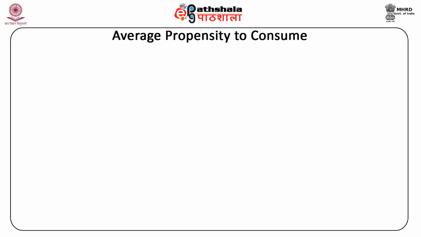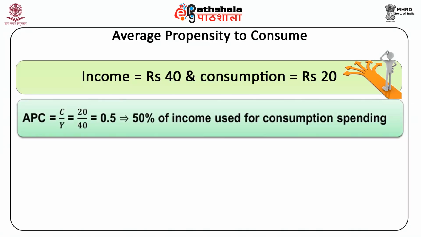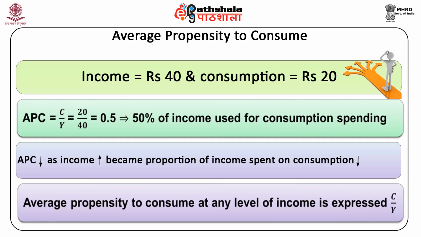For instance, if the income is say rupees 40 and consumption is rupees 20, then APC = C/Y = 20/40 = 1/2 = 0.5, which implies that 50% of the income will be used for consumption spending. However, the APC declines as income increases because the proportion of income spent on consumption decreases. The average propensity to consume at any level of income is expressed in equation as C/Y.